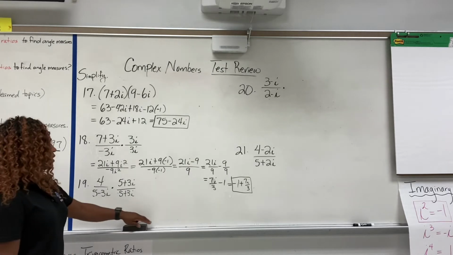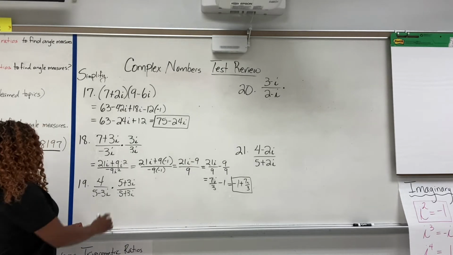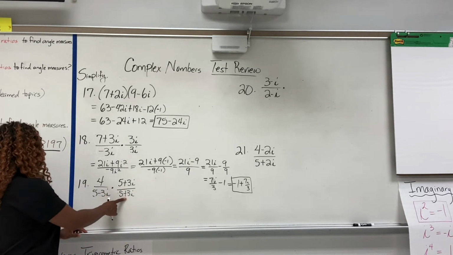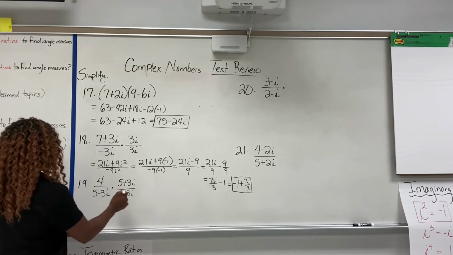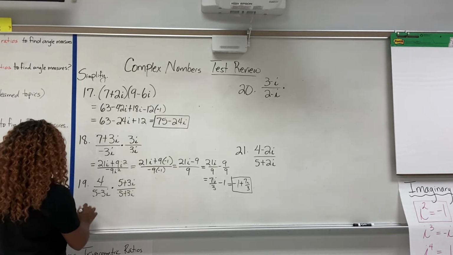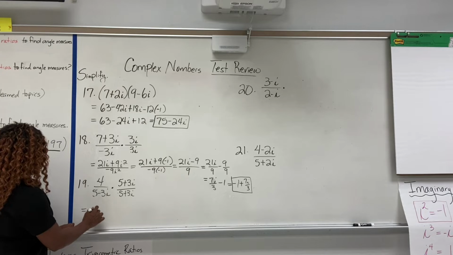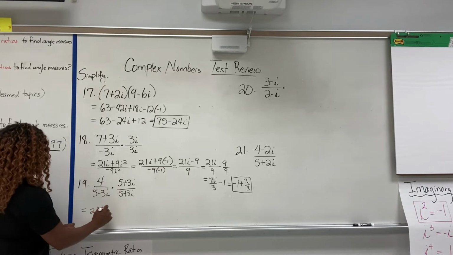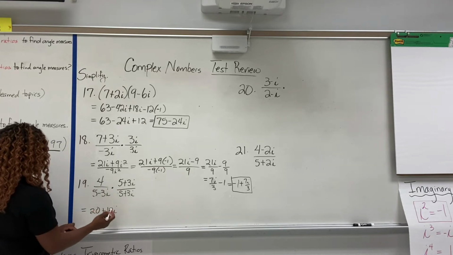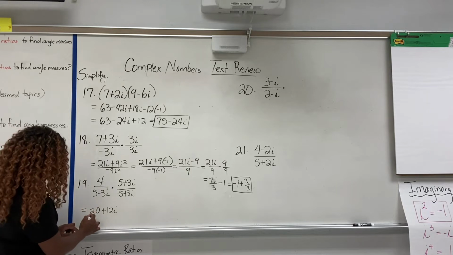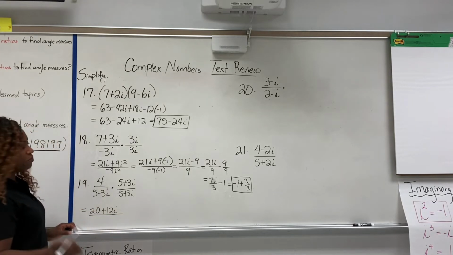Let's take a look at 19. Now, I've already written the conjugate over itself, so we can go ahead and start doing the work. So I'm going to put this down here. 4 times 5 is 20. 4 times 3i is 12i. Done with the top. It's the bottom that's going to be a little bit longer.